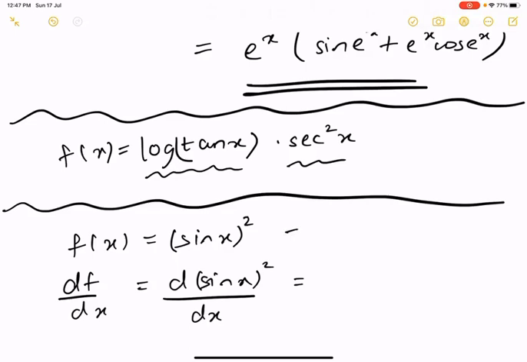You can also use multiplication rule if you want. You can see it is sine x multiplied by sine x, and then you can try to use rule number 3, that is multiplication rule. But I can also use power rule here. What is power rule? Power rule says that the power comes down and the power becomes 1 less. So 2 minus 1 is 1.